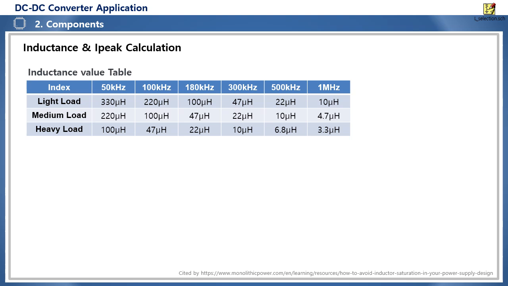If you look at the inductance value table, the higher the frequency, the smaller the inductance, and the higher the load current, the smaller the inductance. When designing, you can set the inductance value based on the middle load and then tune it according to the load current or input-output voltage conditions.